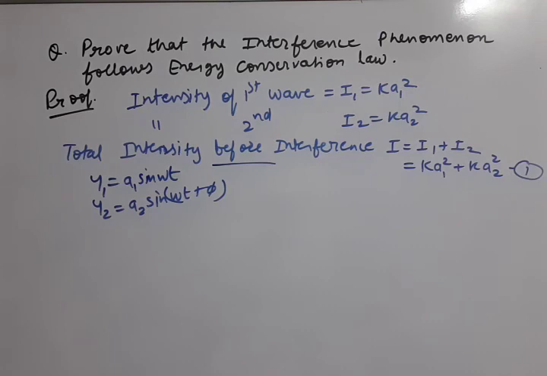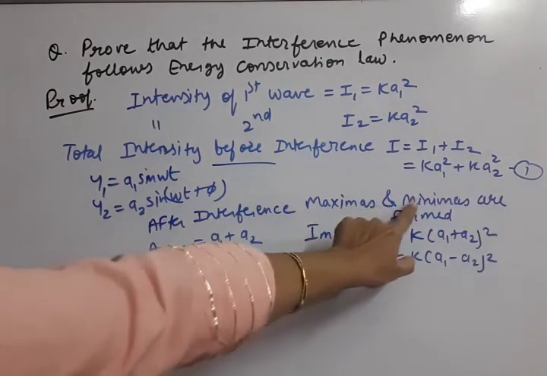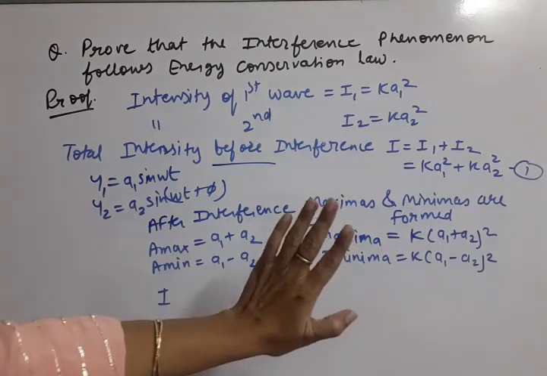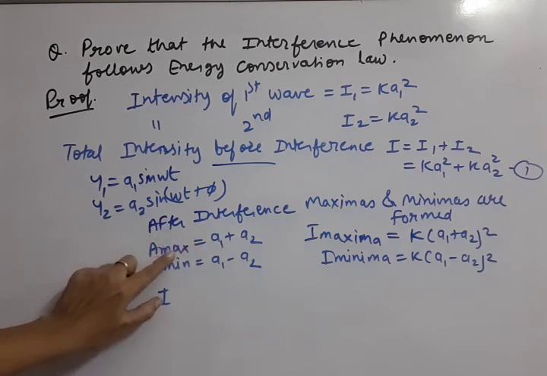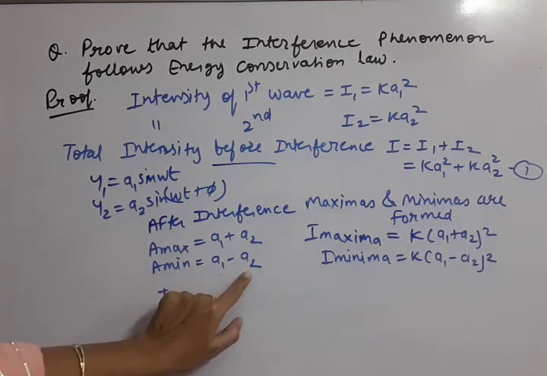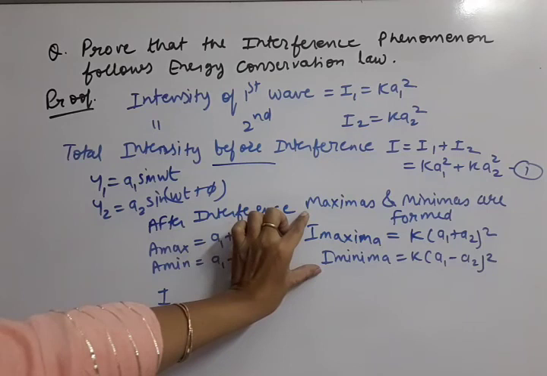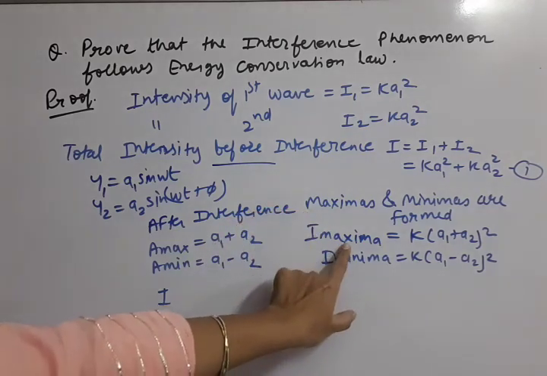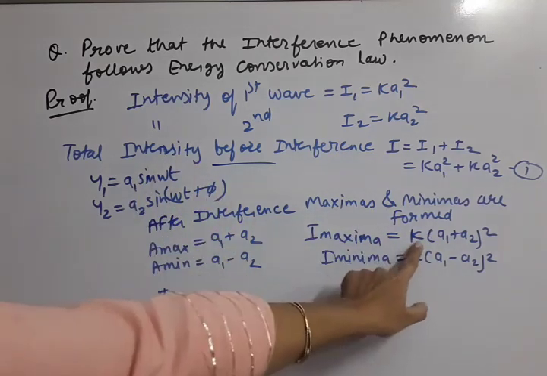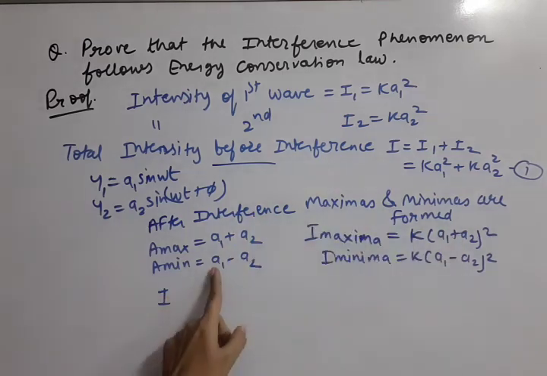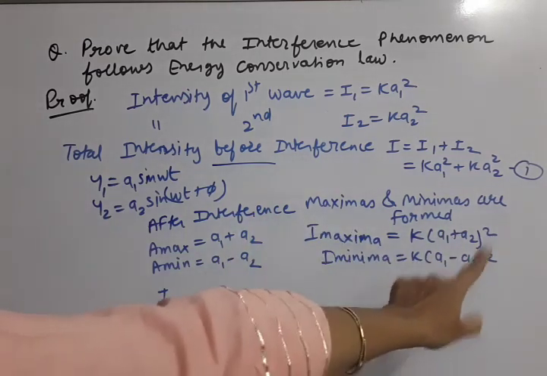Now what will be the intensity after interference? We know that after interference, maxima and minima are formed on the screen. So amplitude of maxima, A max, is A1 plus A2, and amplitude of minima is A1 minus A2. From amplitudes we will make the intensity formulas. Intensity of maxima will be K into A max square, so K into (A1 plus A2) square. And intensity of minima is K into (A1 minus A2) square.